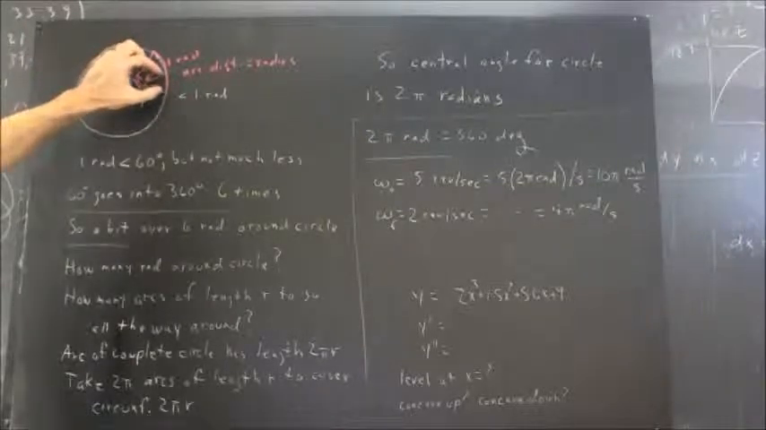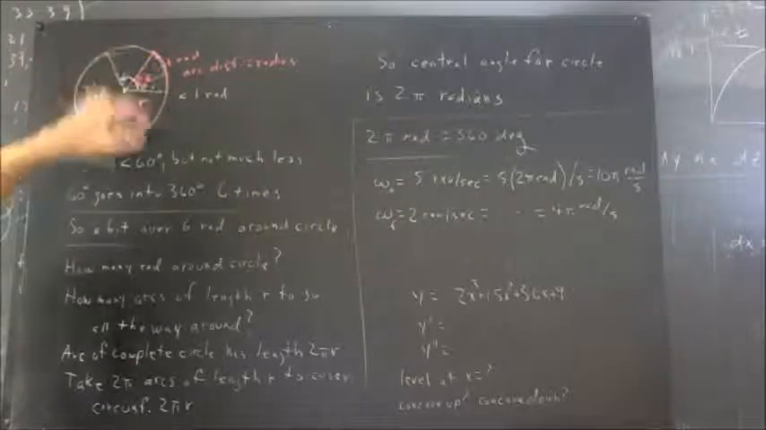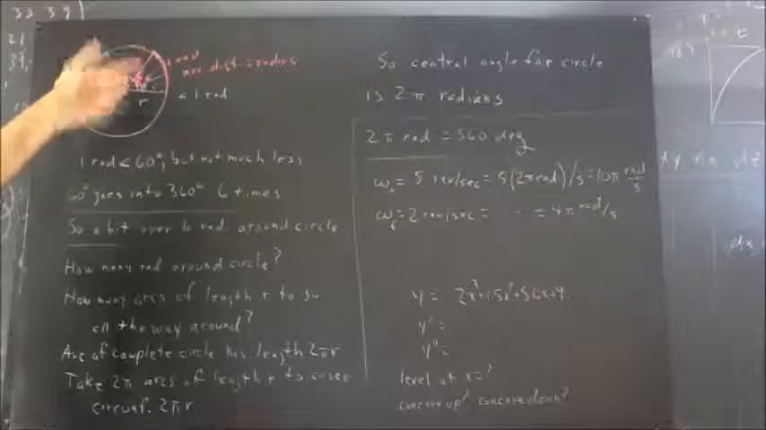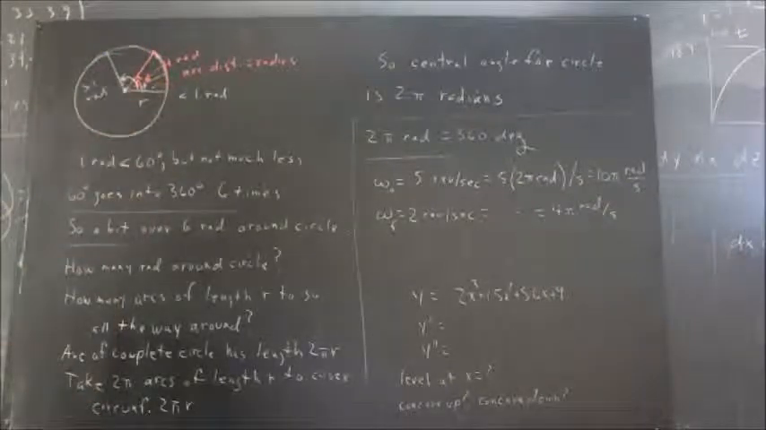The arc distance is out here. It's about this far, isn't it? And the radius is about this. Now, which is bigger, the radius or the arc distance? Very clearly, the radius is bigger than the arc distance.